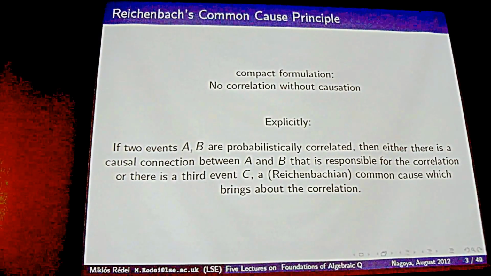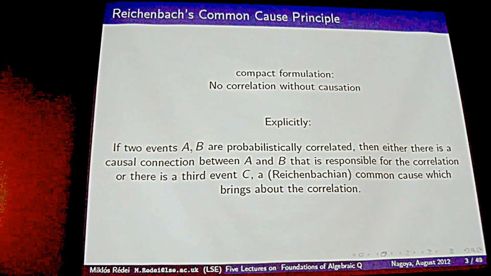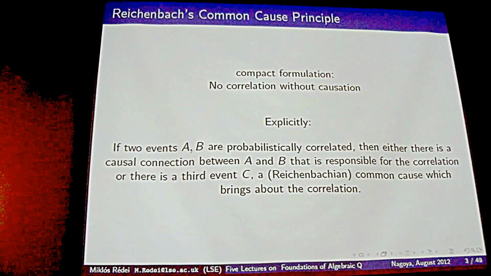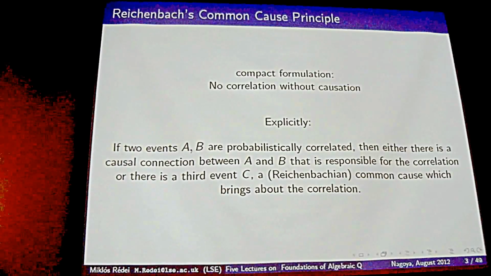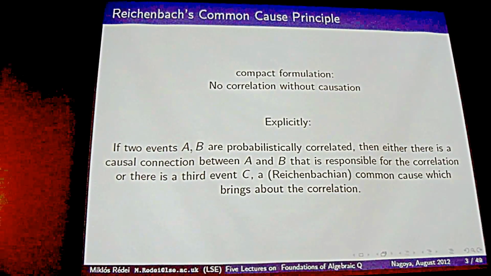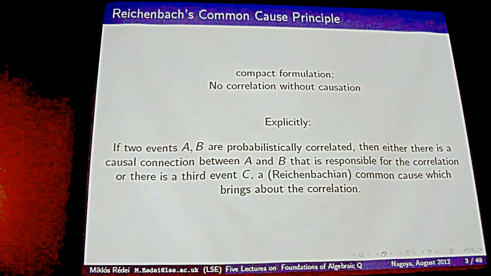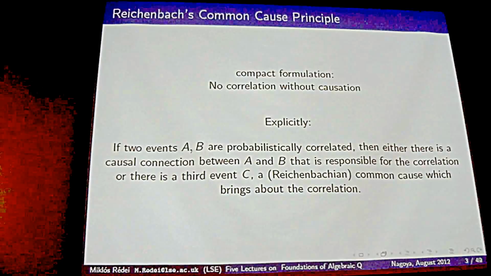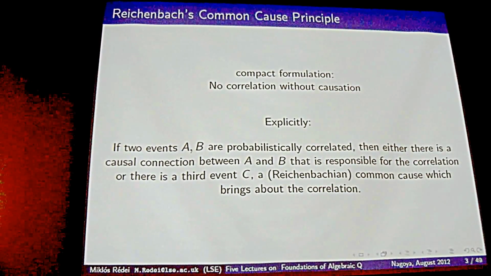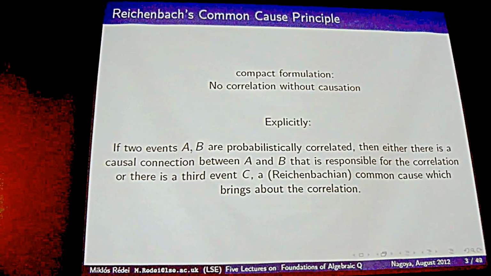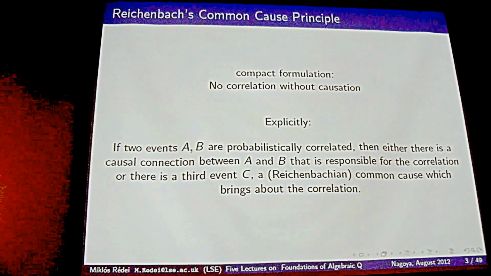This principle goes back to Reichenbach. Remember Reichenbach, I mentioned his name and his views in my first lecture. He's a major figure in history of philosophy of science, and he formulated this principle, compact version of which is the following: there's no correlation without causation. Explicitly, this means that if you have 2 events which are probabilistically correlated, then either there is a causal connection between the 2 correlated entities that is responsible for the correlation and explains it, or if this is not the case, if it can be excluded, then there is a third something, a Reichenbachian common cause, which brings about the correlation and explains it.